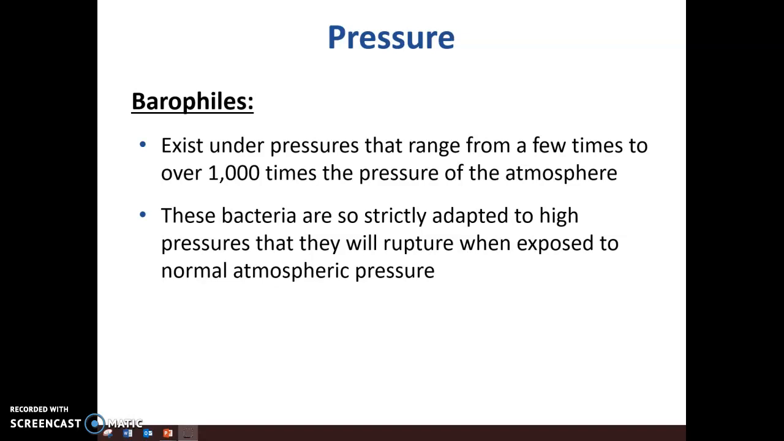Keep going here. So we have, as far as pressure goes and microbes, the barophiles exist under very high pressures. They range from a few times to over 1,000 times the pressure of the atmosphere. These bacteria are so strictly adapted to high pressures that they will rupture when exposed to normal atmospheric pressure. So you can imagine that these guys are going to probably be found at the bottom of the ocean.